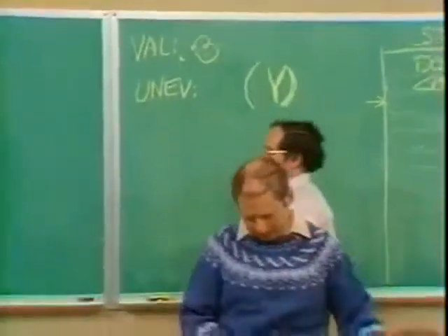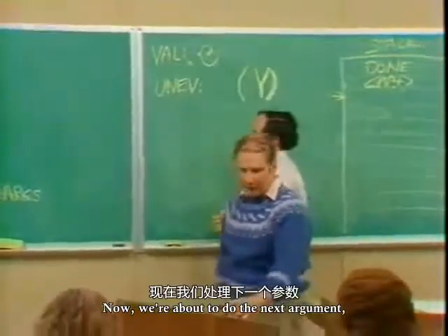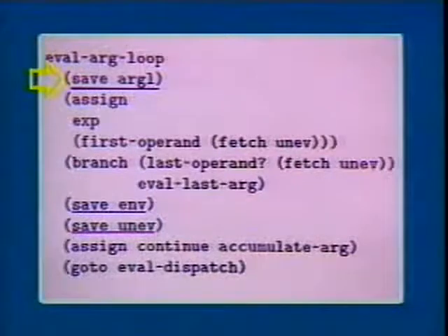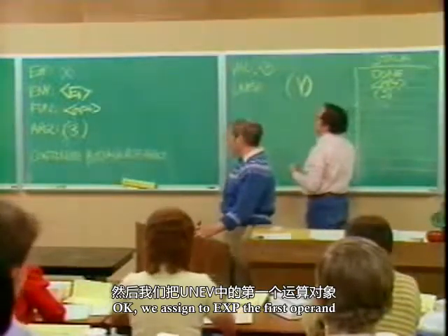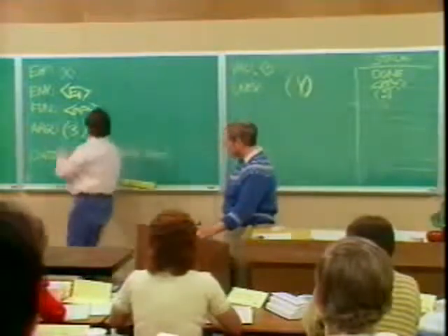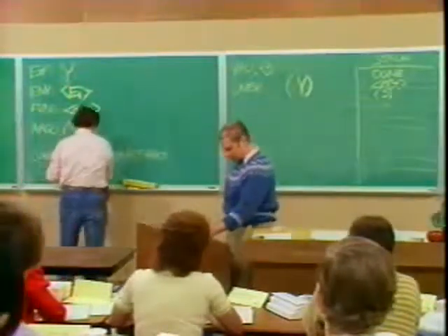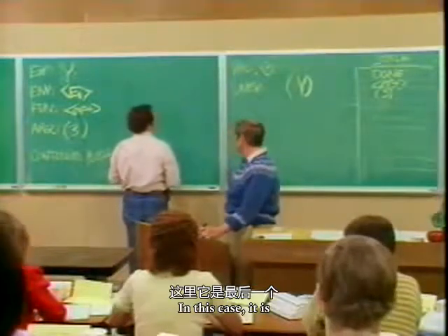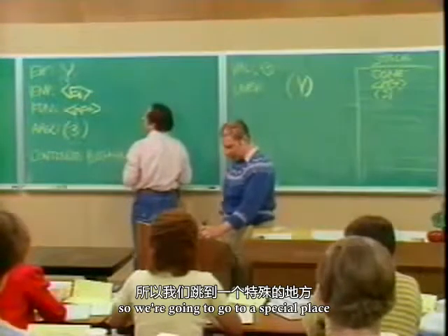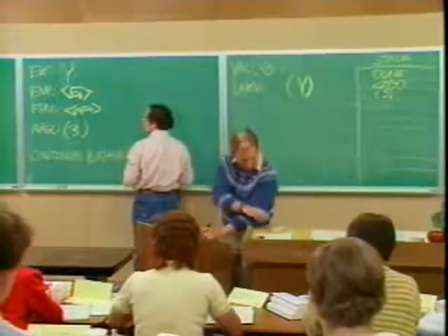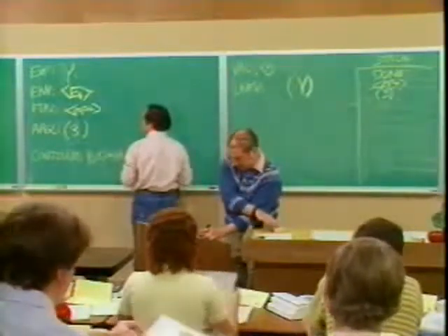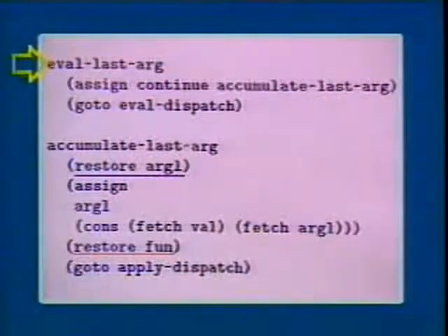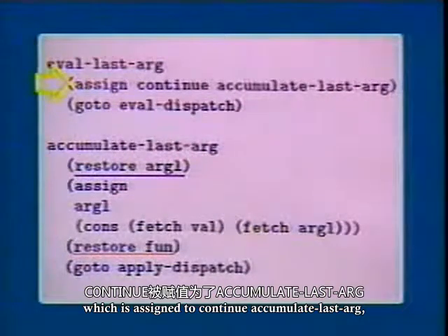Eval arg loop. Okay. Now we're about to do the next argument. So the first thing we do is save argl. Okay, we assign to exp the first operand of fetch of unev. Okay, we test and see if that's the last operand. In this case, it is. So we're going to go to a special place that says evaluate the last argument. Because notice, after evaluating the argument, we don't need the environment anymore. That's going to be the difference. So here at eval last arg, which has assigned to continue accumulate last arg.